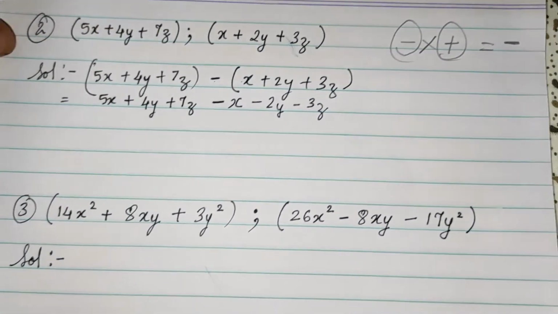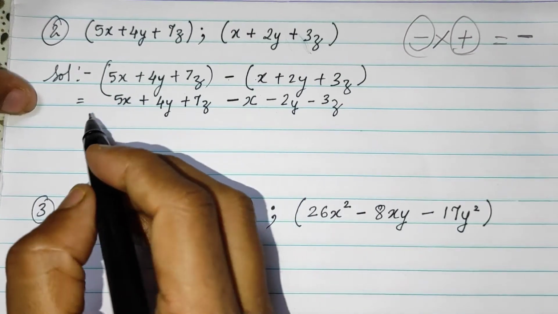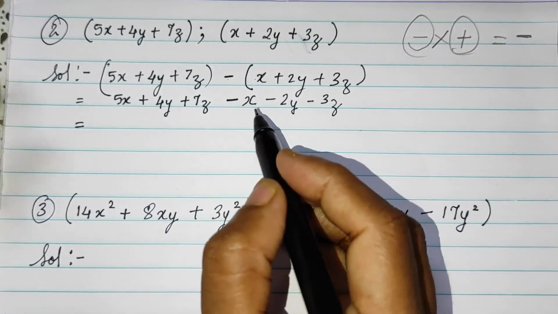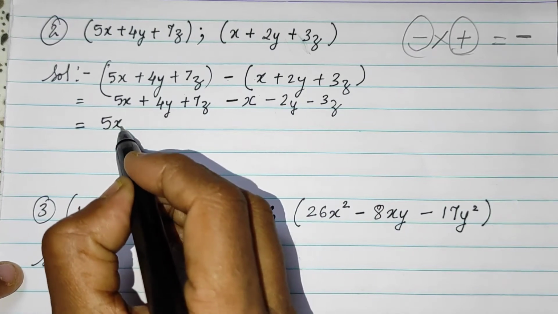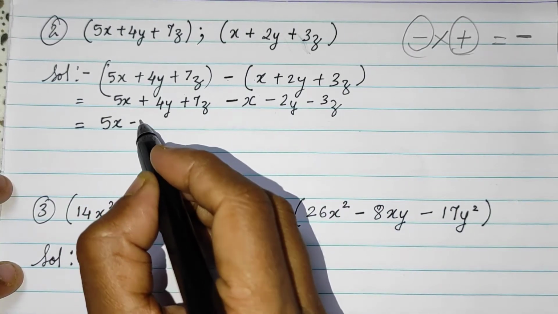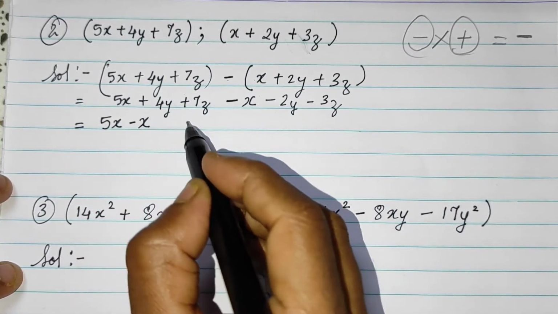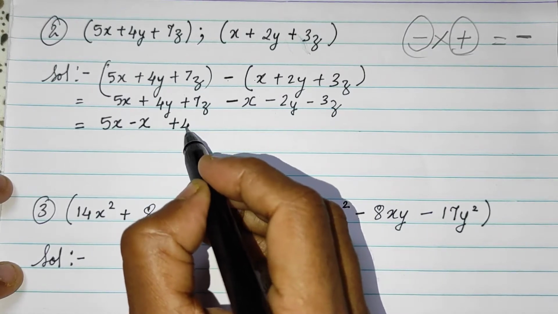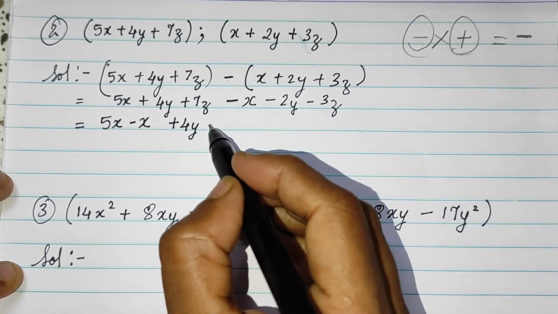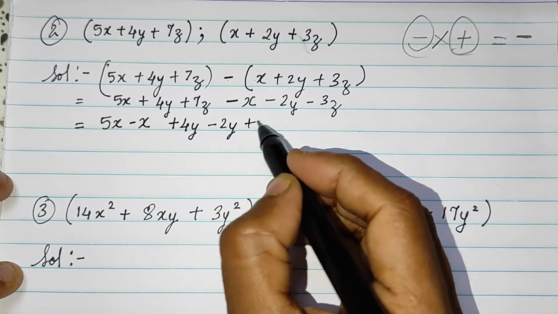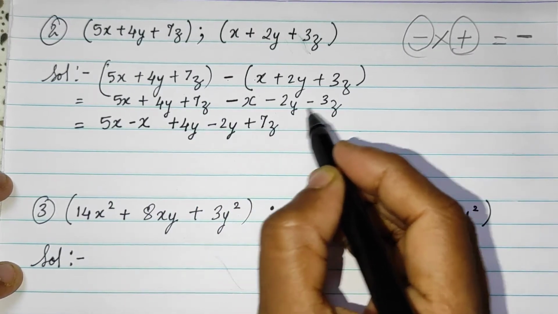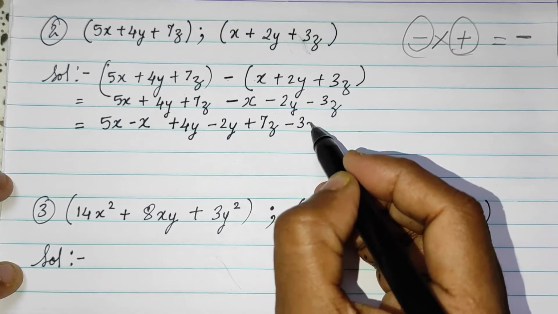Now next step, we have to write all the like terms together. So here 5x and then you have minus x, then plus 4y, here you have minus 2y, then you have plus 7z and then minus 3z.